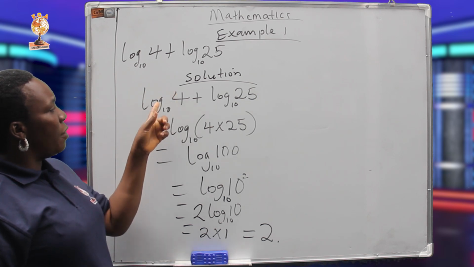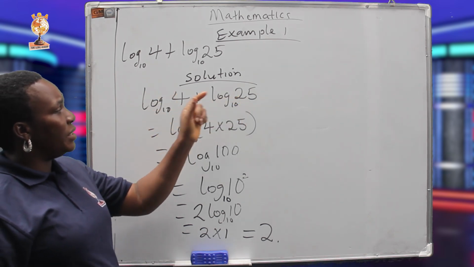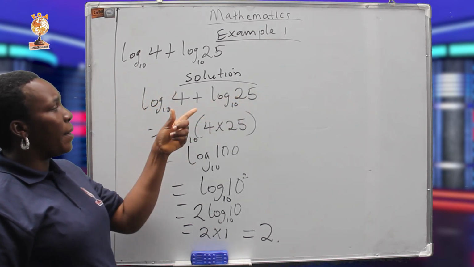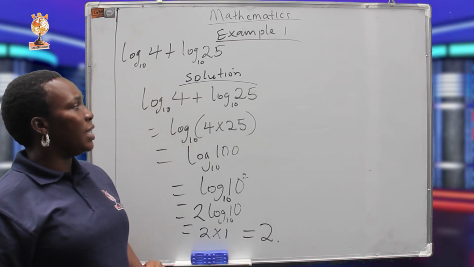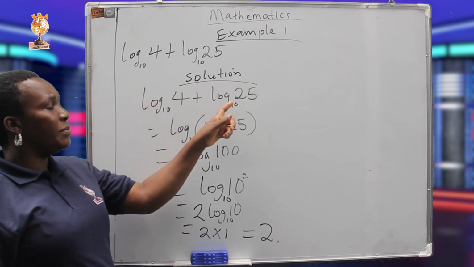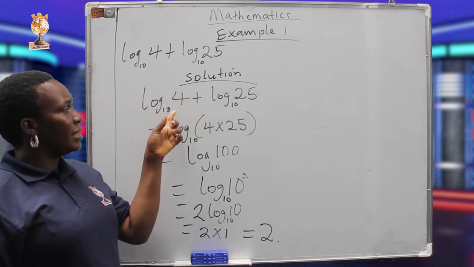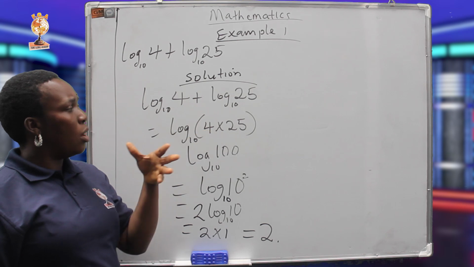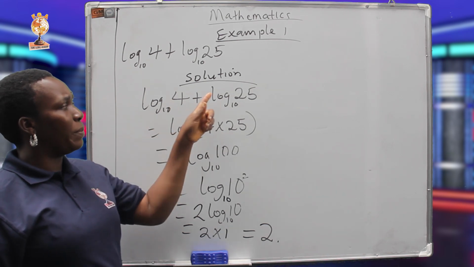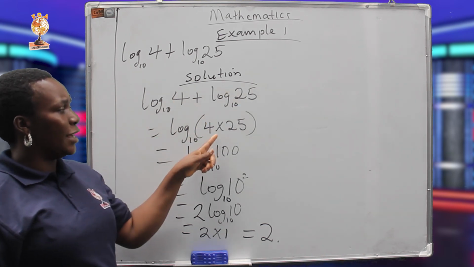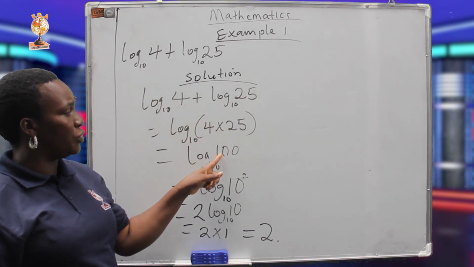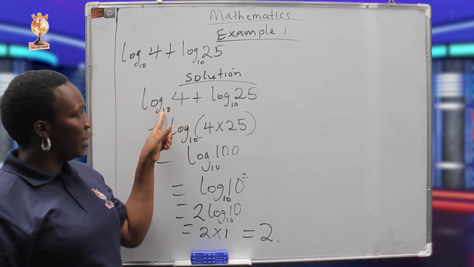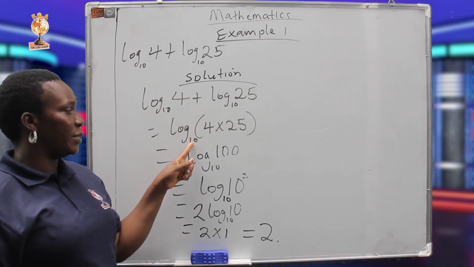This is log 4 base 10 plus log 25 base 10. This is called addition law. Now, addition law of logarithm says that when two logarithms are being added, so long as they have the same base, all you need to do is multiply the two numbers. And that's what we did here: 4 times 25 to give us what? 100. Then this is base 10, this is base 10, so you take it as base 10.